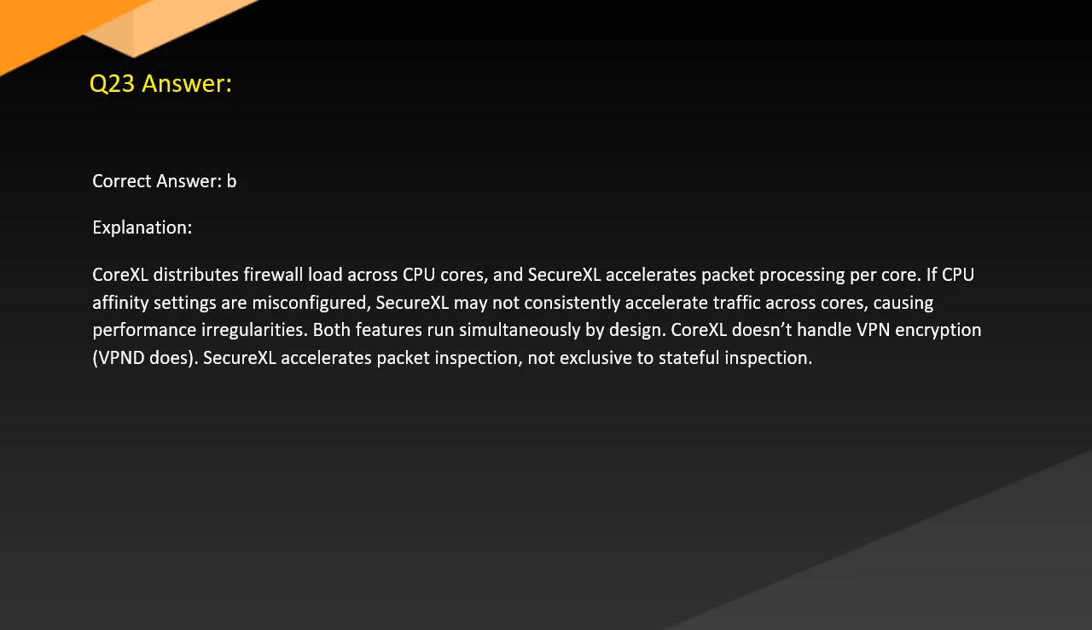Answer. Correct answer: B. Explanation. CoreXL distributes firewall load across CPU cores and SecureXL accelerates packet processing per core. If CPU affinity settings are misconfigured, SecureXL may not consistently accelerate traffic across cores, causing performance irregularities. Both features run simultaneously by design. CoreXL doesn't handle VPN encryption, VPND does. SecureXL accelerates packet inspection, not exclusively stateful inspection.